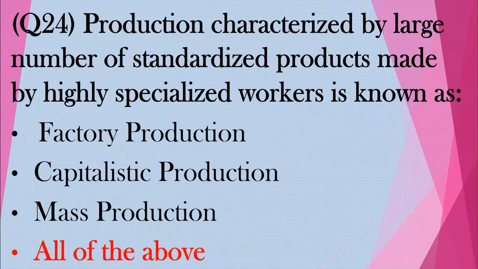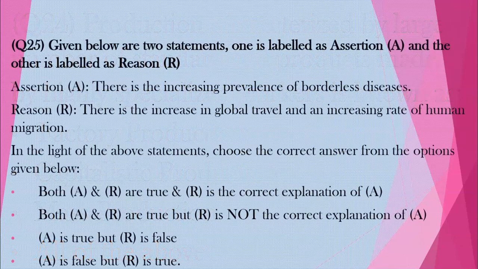We have assertion and reasoning in question number 25. Given below are two statements, one is labeled as assertion and the other is labeled as reason. Okay, so let's read it. Assertion says there is an increasing prevalence of borderless diseases because reason is there is an increase in global travel and increasing rate of human migration. In the light of the above statements, choose the correct answer from the options given below.